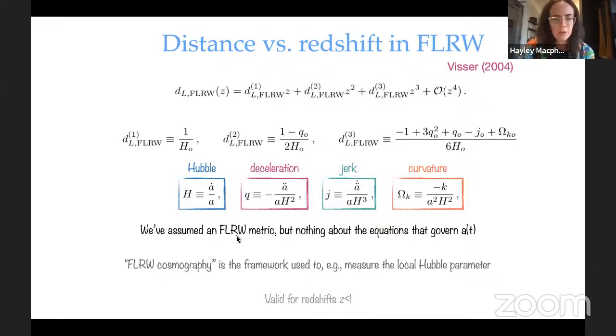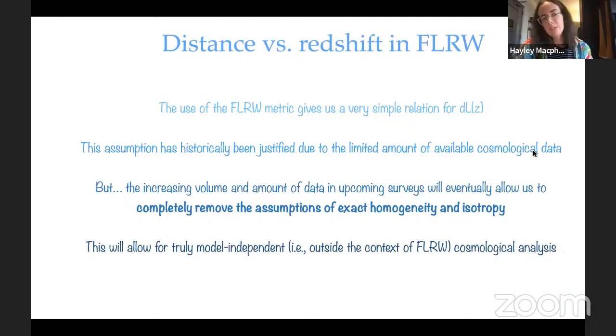And so in getting here, we've assumed an FLRW metric, but we haven't assumed anything about the equations that govern the scale factor. So we haven't assumed any particular energy density of the universe, for example. And so this is typically referred to as FLRW cosmography. And this is the framework that's used to infer the local Hubble parameter from supernova data.